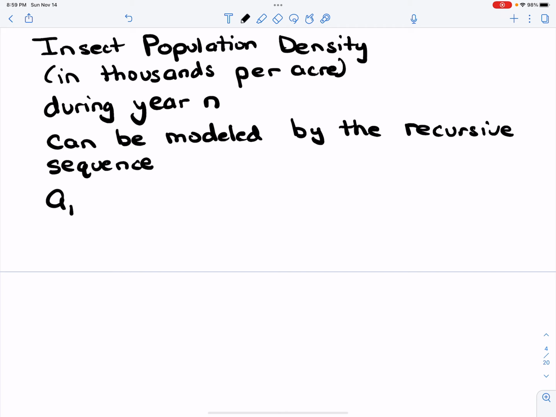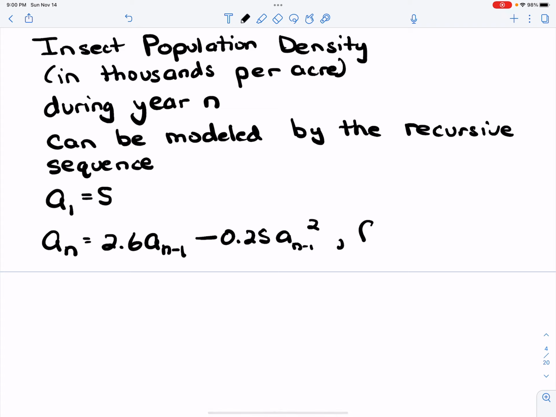a sub 1 equals 5, a sub n equals 2.6 times a sub n minus 1 minus 0.25 times a sub n minus 1 squared for n greater than 1. So a sub 2, a sub 3, a sub 4, etc. So if you're trying to find the population for n equals 1, then it's 5,000 per acre. We know that because a sub 1 is 5.